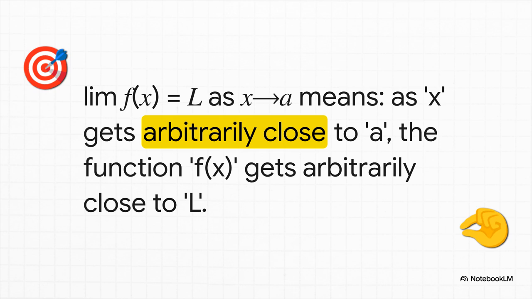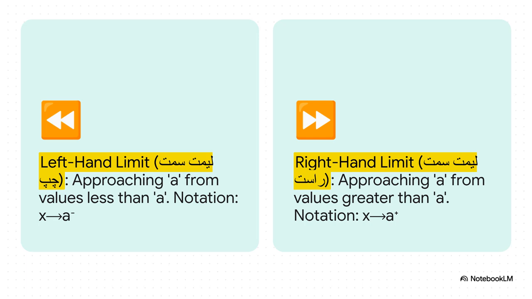Now, a really important part of this is that you can approach your target value a from two different directions. You can sneak up on it from the left using values that are just a tiny bit smaller, or you can come at it from the right using values that are just a tiny bit larger. And for a limit to truly exist at that point a, the value you're heading towards has to be exactly the same from both sides. Both paths have got to lead to the same destination.